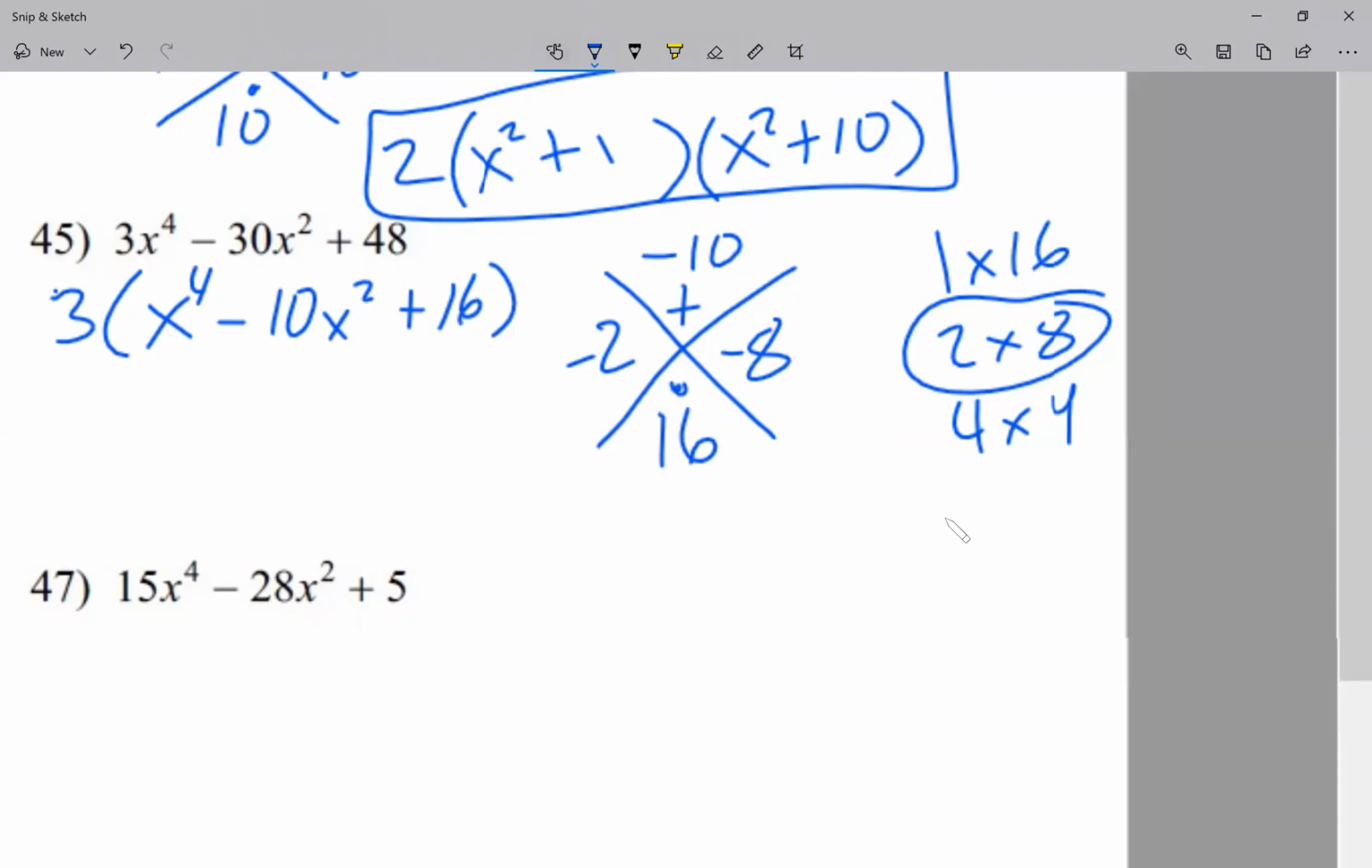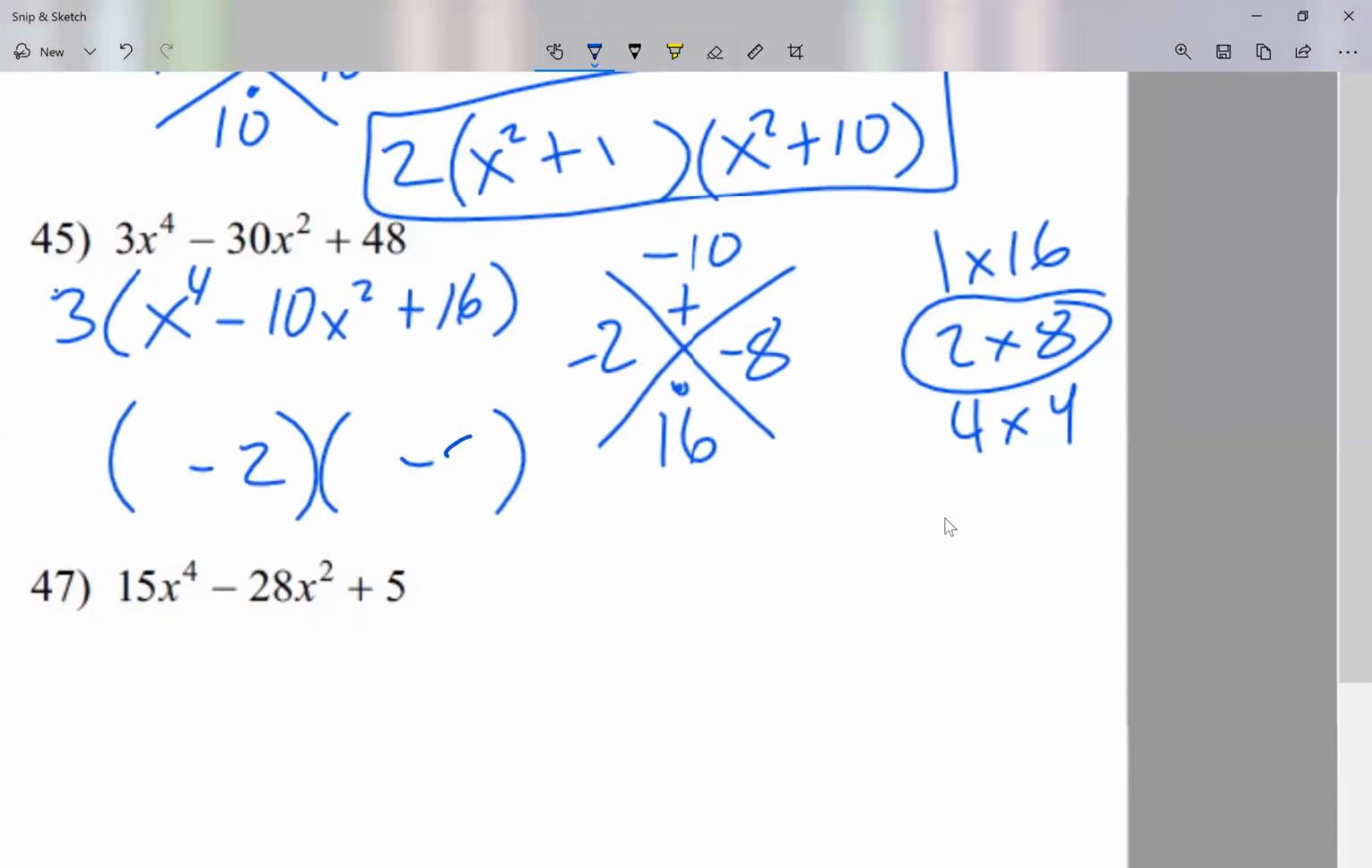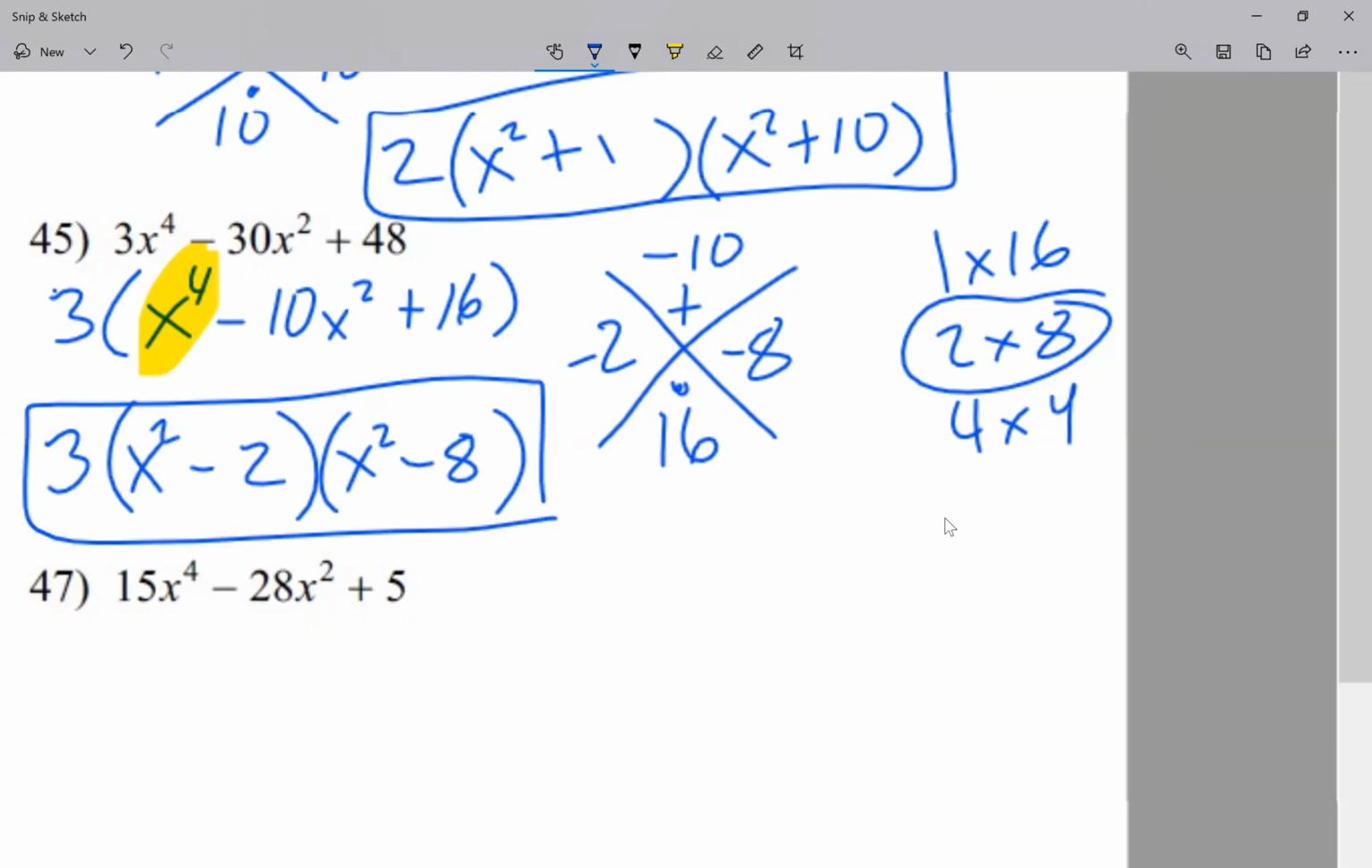So my parentheses, let me do here. One of them is going to finish with a minus 2, the other one's going to finish with a minus 8. When it comes to x, I have x to the 4th. Remember, I got to cut that in half. So I'm going to have x to the 2nd and x to the 2nd. And don't forget the 3 on the front. Now, from the two parentheses, which one comes first? It doesn't matter. As long as you have both, the order does not matter.